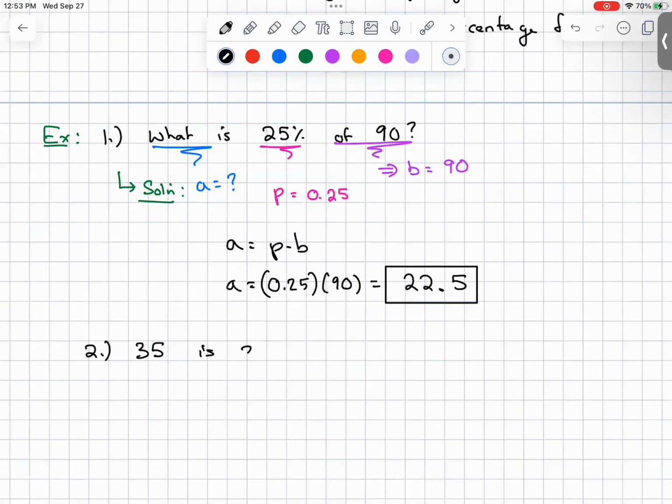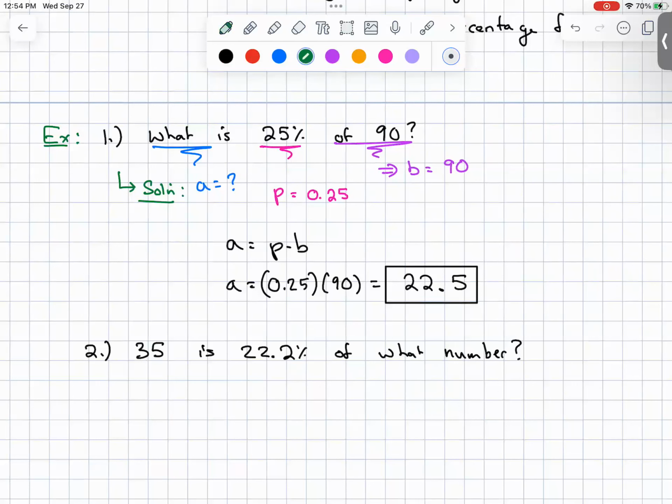2. 35 is 22.2% of what number? What do we know? What are the three variables, which do we know? There's the giveaway. P is the giveaway, yes.